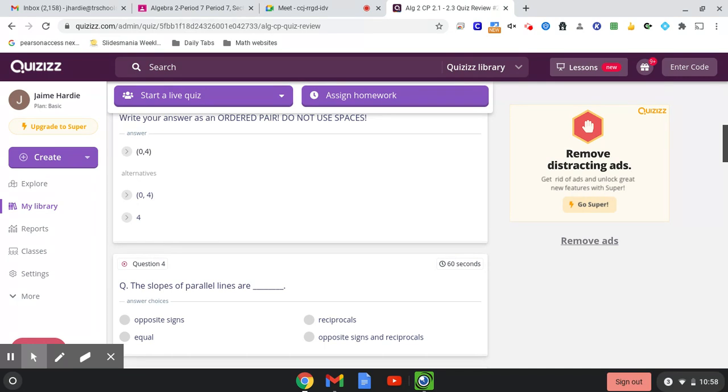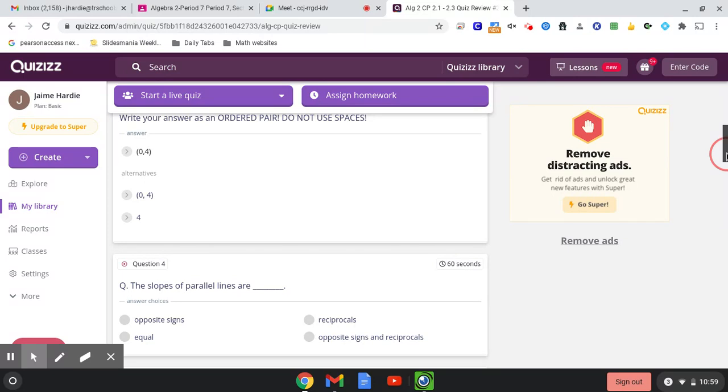It says the slopes of parallel lines are... What do the slopes of parallel lines have to be to one another? Opposite signs, equal, reciprocals, opposite signs and reciprocals. Again, I hope this goes all the way back to 8th or 9th grade. We all know that the slopes of parallel lines have to be equal. They are definitely equal. That's what makes lines parallel and never meet. They are growing at the exact same rate.